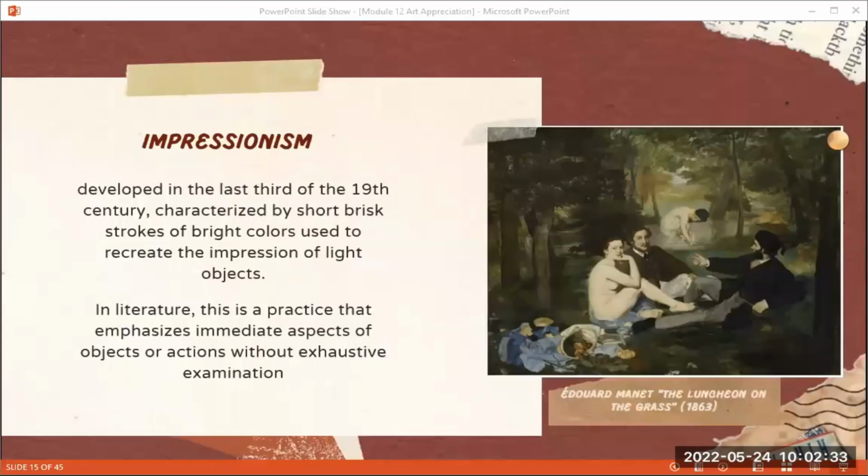Now, another technique, we have Impressionism. It was developed in the last third of the 19th century. It is characterized by short, broken strokes of bright colors used to recreate the impression of light on objects. In literature, this is a practice that emphasizes the immediate aspect of objects or action without exhaustive examination. This is created by Edouard Manet, The Luncheon on the Grass. That is dated 1863.